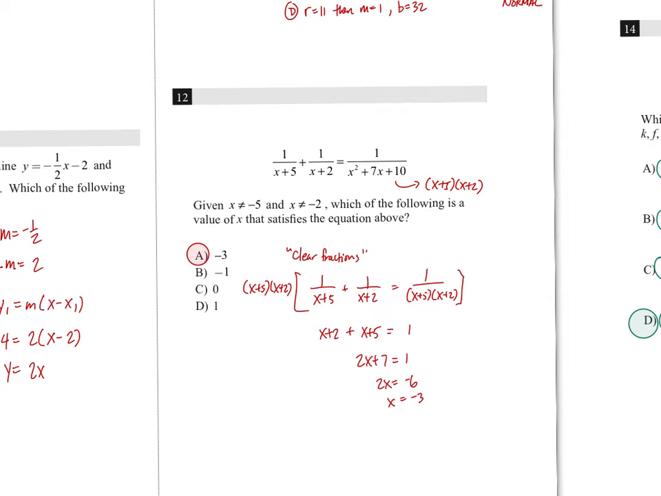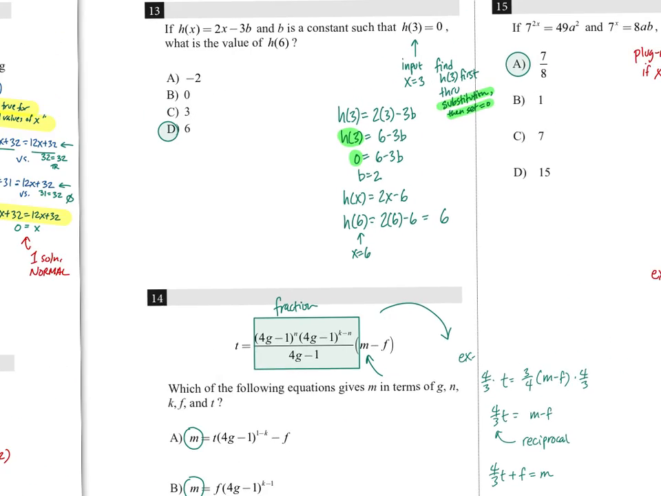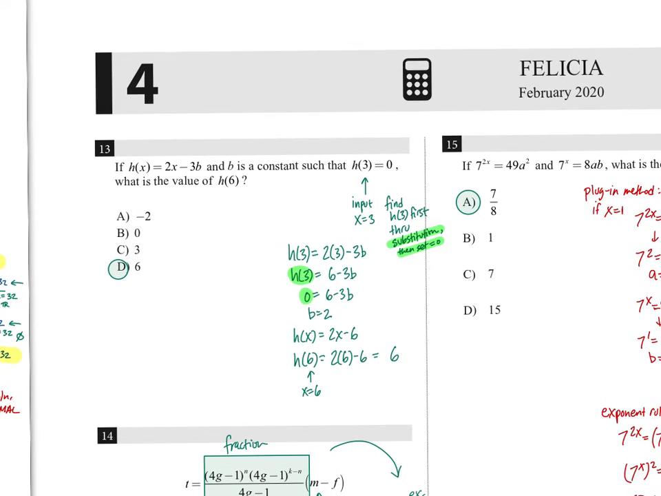Okay, so just check out those steps and make sure you can see or understand how that multiplying by x plus 5, x plus 2 basically clears out all the fractions. Let's look at number 13.